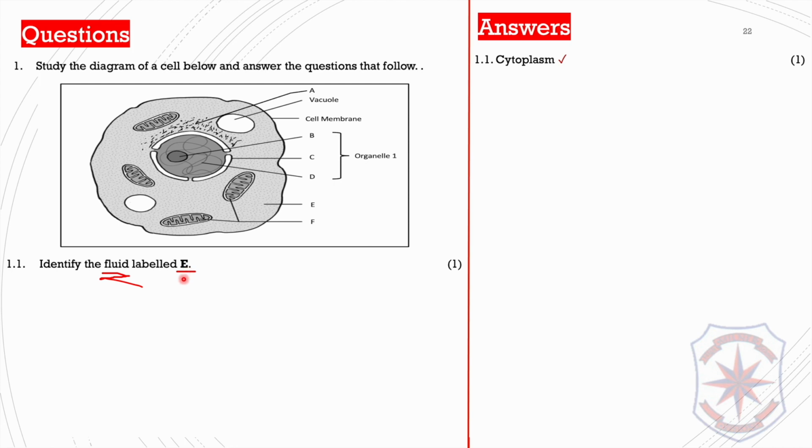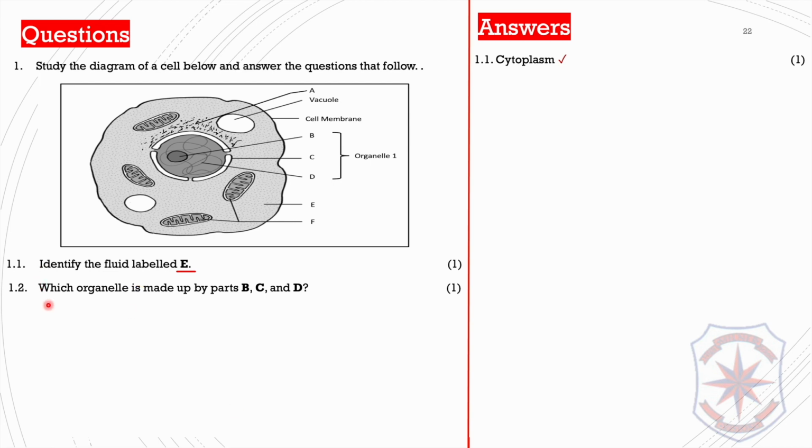Okay, so the question said fluid labeled E. Therefore, it cannot be an organelle, cannot be a structure, cannot be a molecule. It could only be a fluid. So these clues filter everything down to give you a clue as to what the answer is. Whatever answer you give should be a fluid. You shouldn't be too far off. Following question. Let me just erase that.